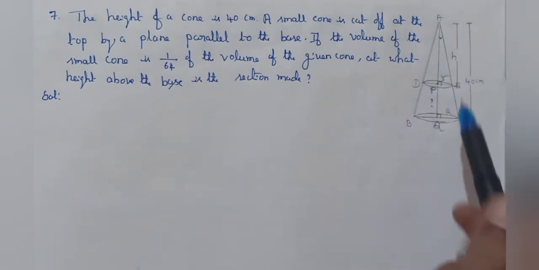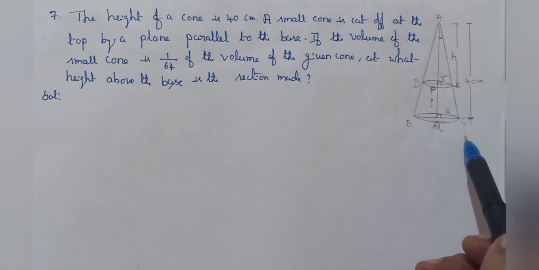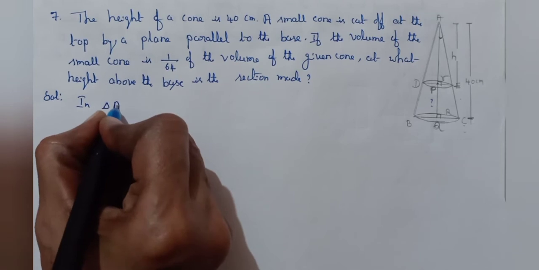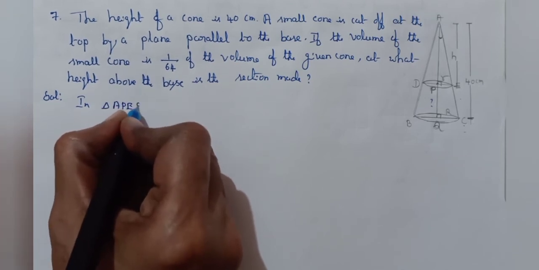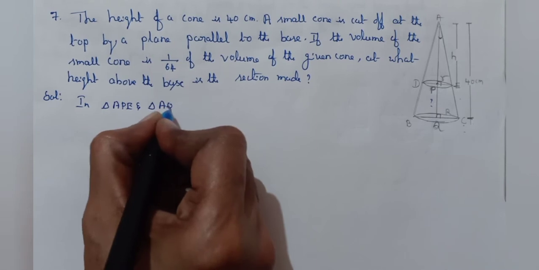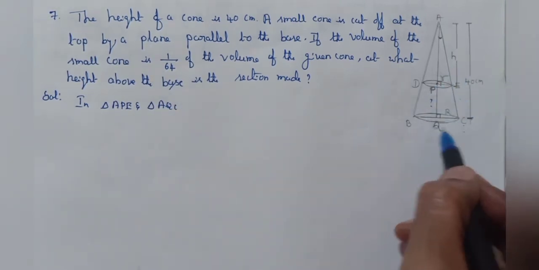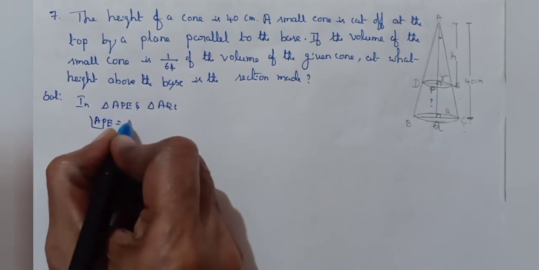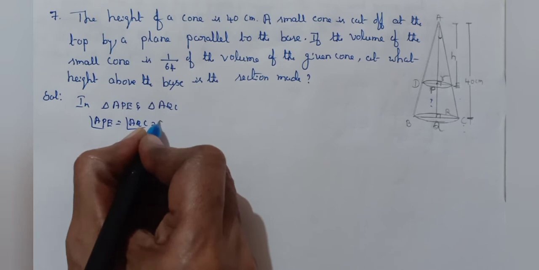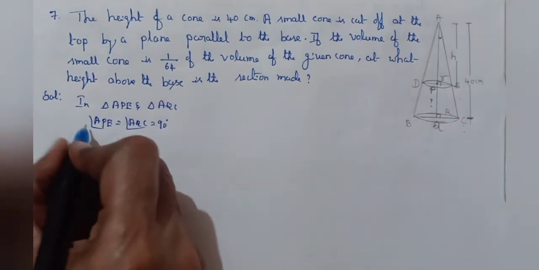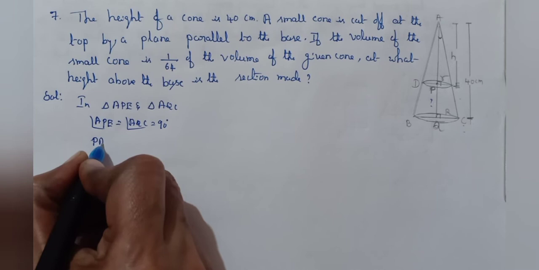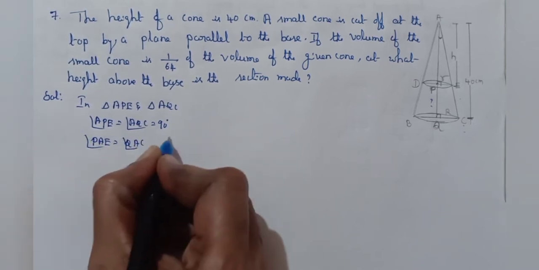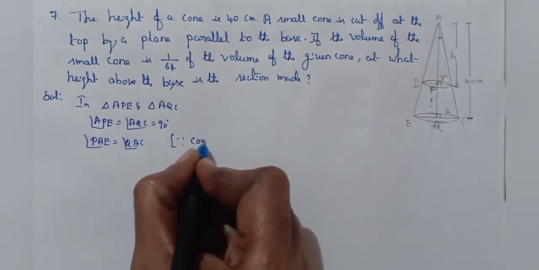Now consider the triangle APE and the triangle AQC. In triangle APE and triangle AQC, angle APE is equal to angle AQC, equal to 90 degrees. Both are right angles. And angle PAE is equal to angle QAC, because they are common angles.